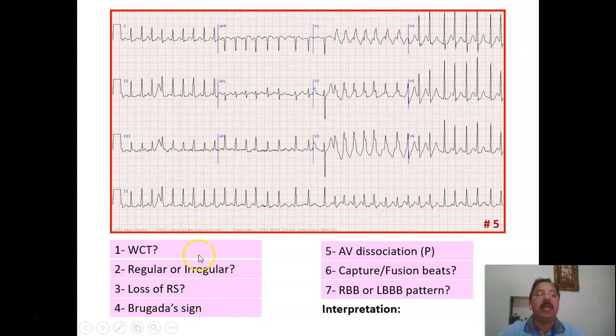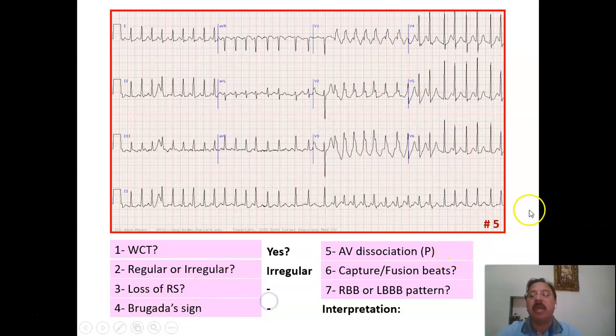Look at this one. Is it wide complex tachycardia or narrow complex? It's doubtful. It's not wide complex if you see the rhythm strip and many other places, but in some places you see it's wide. So that's why it's a bit doubtful. Regular or irregular? It looks irregular. You see the RR interval is variable. So here we are not going to apply the Brugada's algorithm and we'll omit these steps.